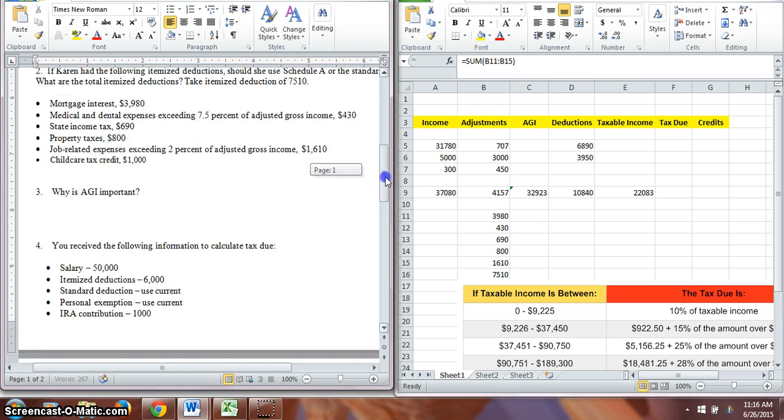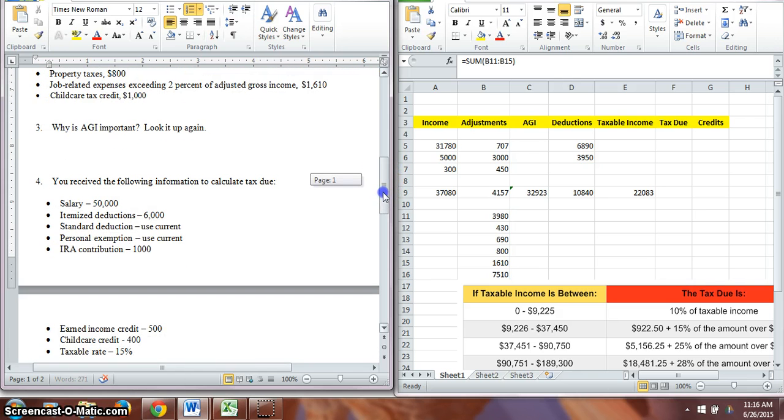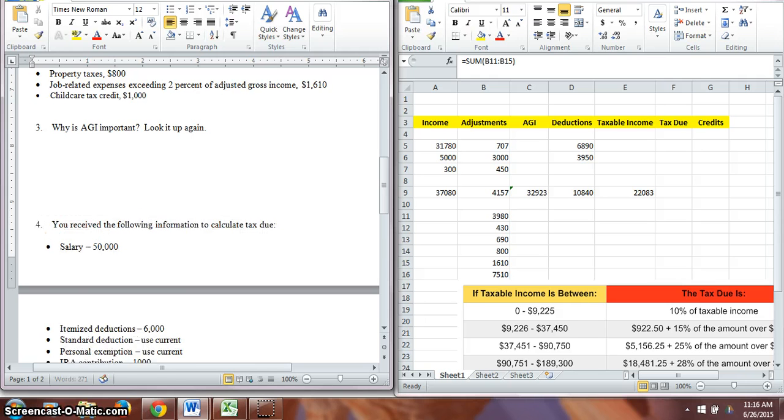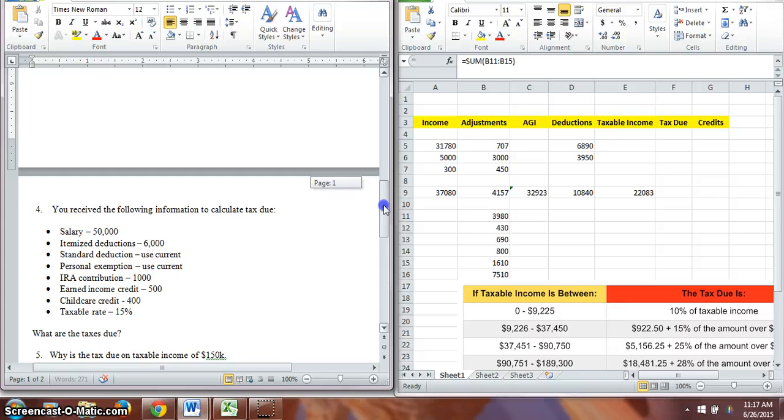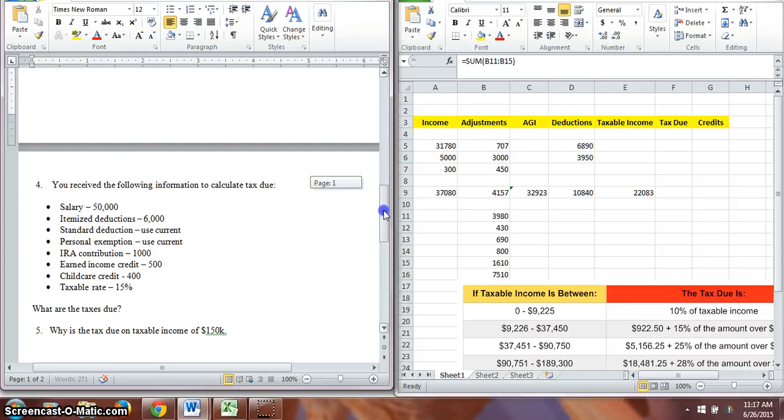Next, why is AGI important? We looked this up in class. If you don't remember, I want you to look it up again. Probably the single most important number on our tax return. This problem right here will be your most complex problem, but that does not mean it has to be difficult. It means we need to go back here and use our tables.